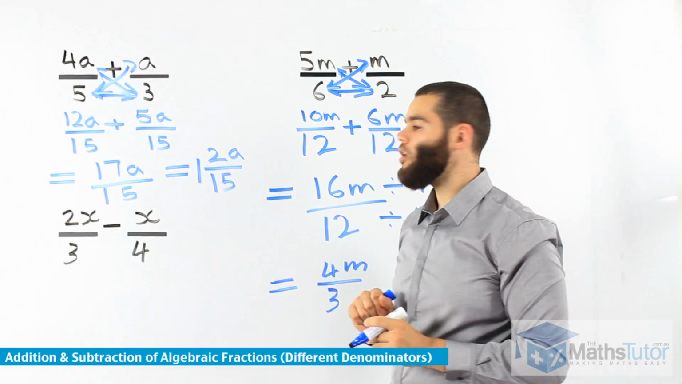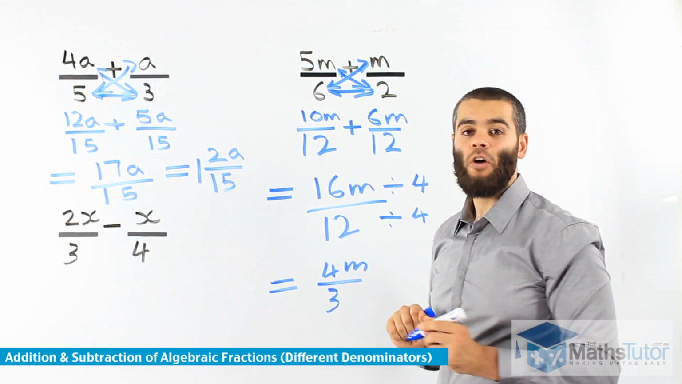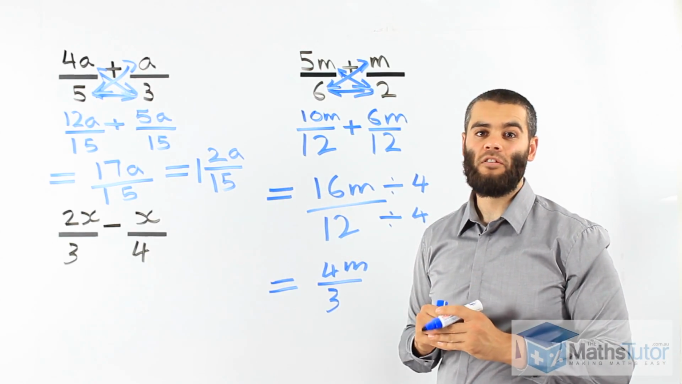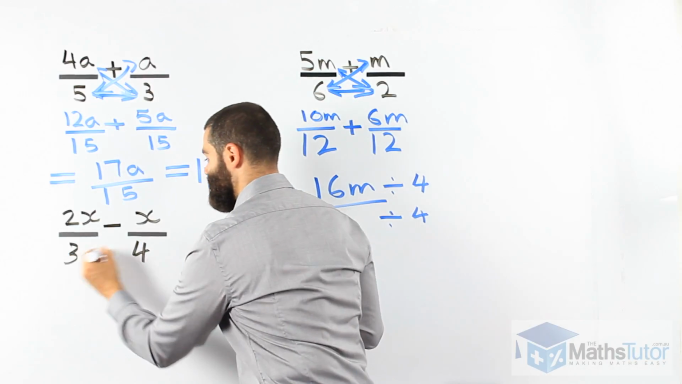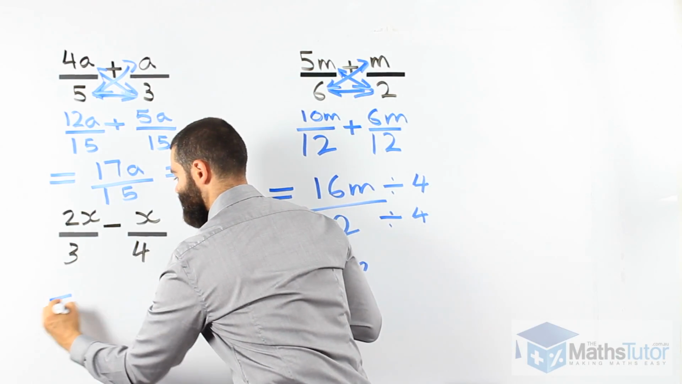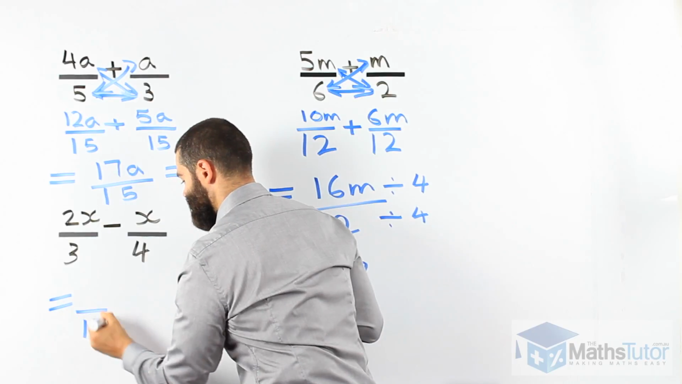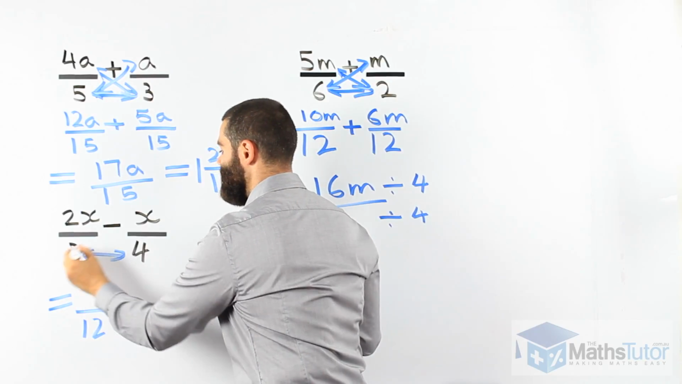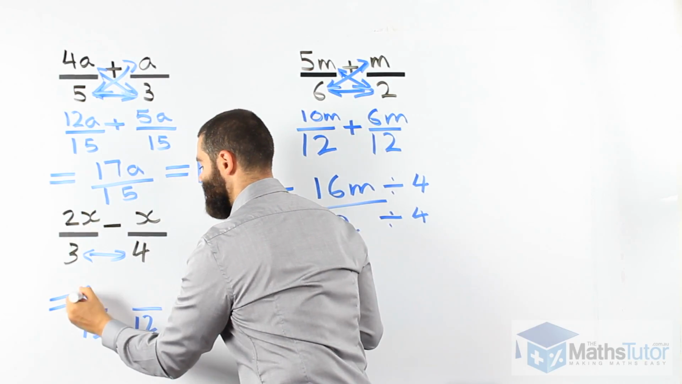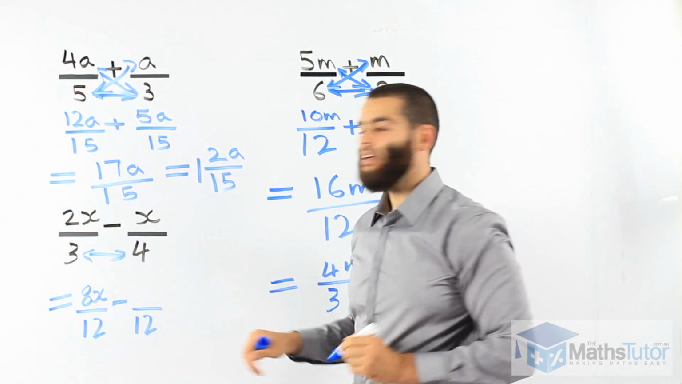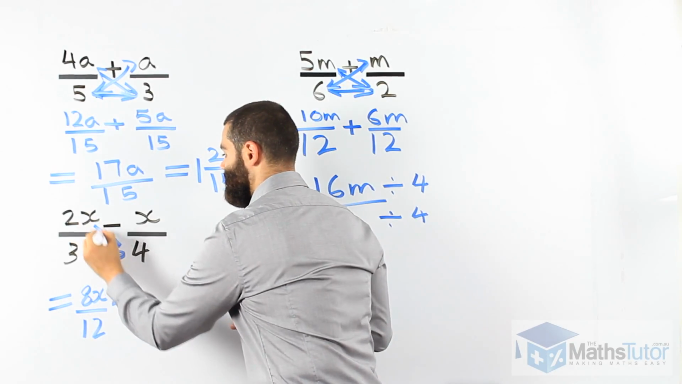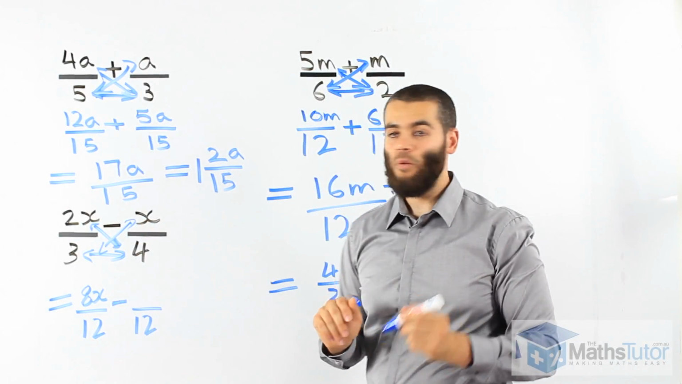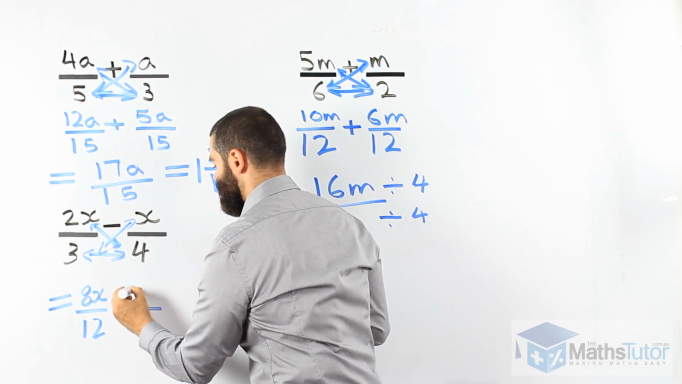2x over 3 minus x over 4. Again, the denominators are different. We can't subtract. We have to make denominators the same. 3 times 4 is 12. And so we multiply this way, and then we do 2x times 4 is 8x. Put our minus, and then last one, we multiply the second numerator with the first denominator, x times 3, 3x.